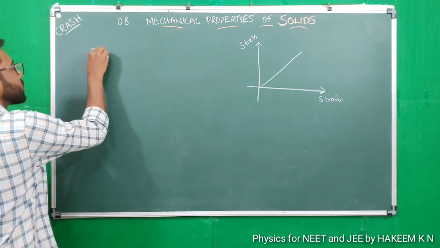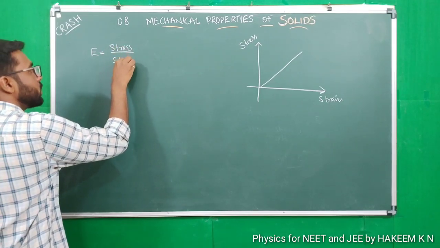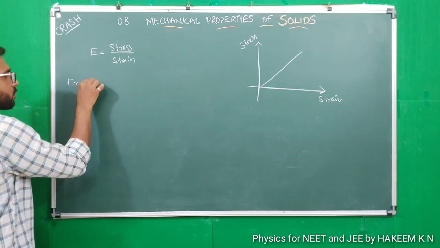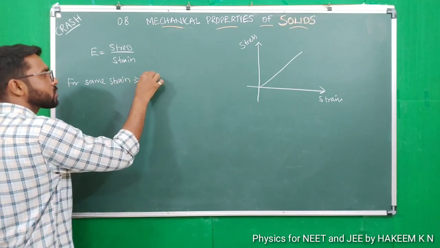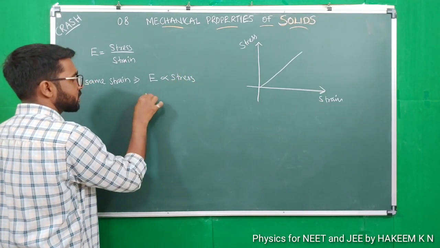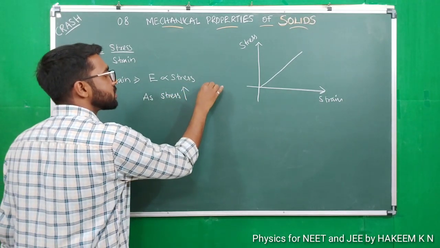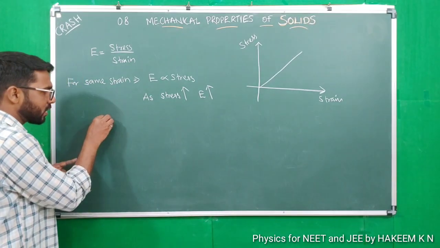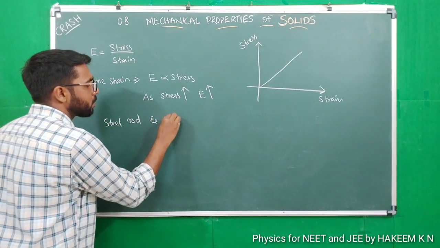Modulus of elasticity equals stress by strain. For the same strain, modulus of elasticity is proportional to stress. That means as stress increases, modulus of elasticity increases. For example, we have a steel rod and a rubber band.